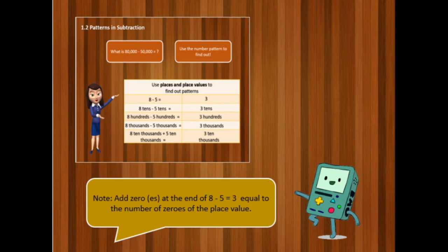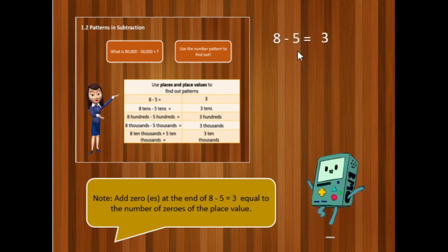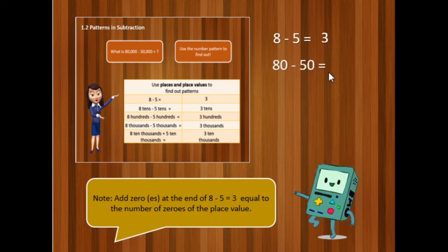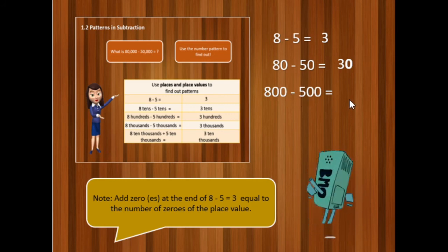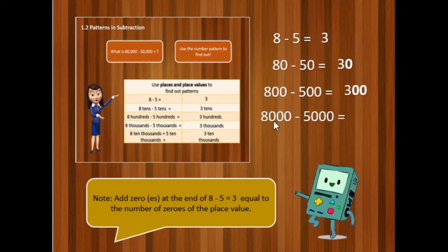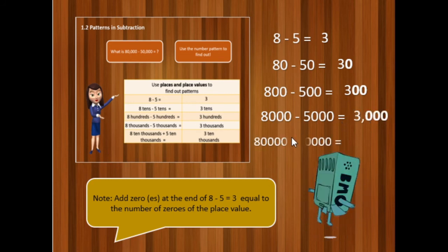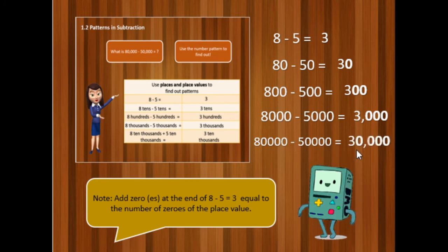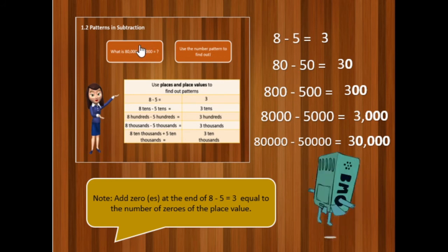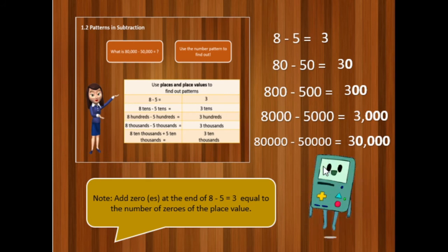If we evaluate it, we have it here. 8 minus 5 equals 3. 80 minus 50 equals 30. 800 minus 500 equals 300. 8,000 minus 5,000 equals 3,000. And 80,000 minus 50,000 equals 30,000. For these kinds of equations, you just have to add zeros according to the place value.